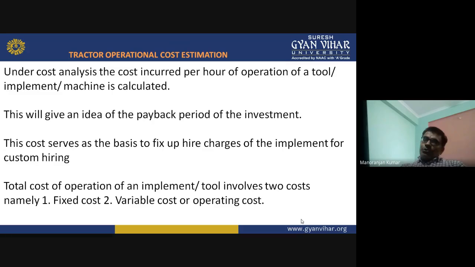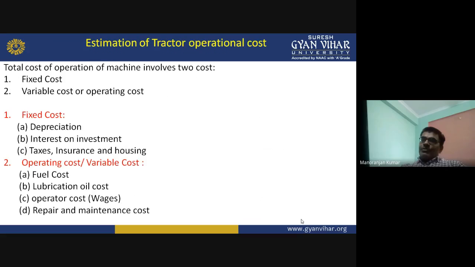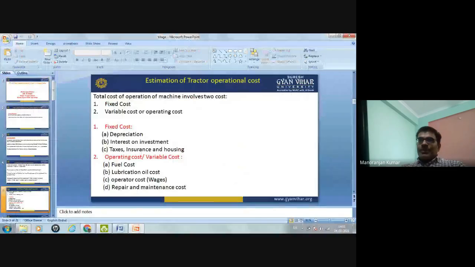So the total cost of operation of an implement or any tool involves two costs. First is the fixed cost and second is the variable cost or operating cost. Estimation of tractor operational cost: the total cost of operation of a machine involves two costs. First one is the fixed cost and second one is the variable cost.